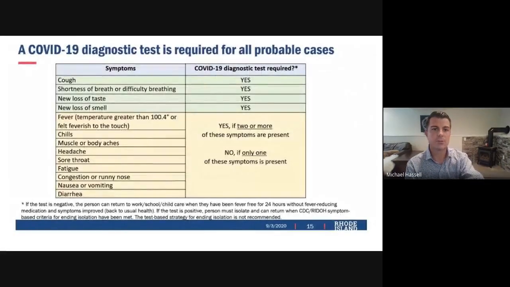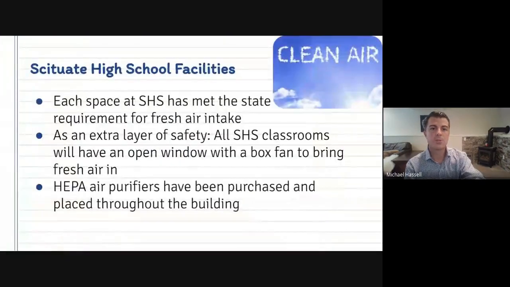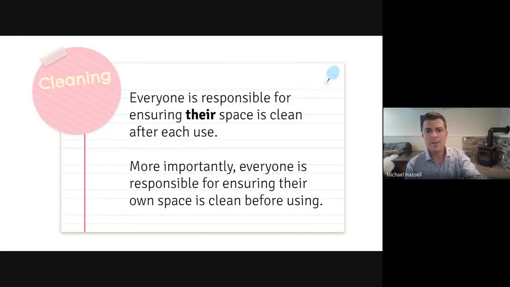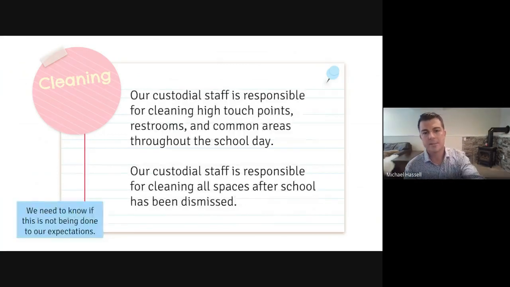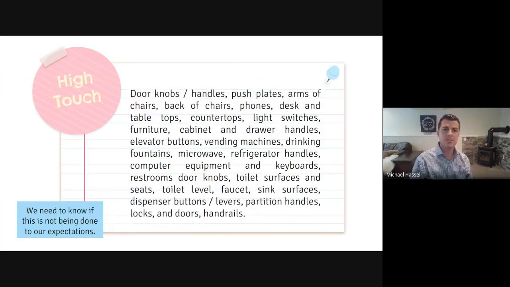Some protocols from our school nurse as well, some more symptoms. We talked a little bit about cleaning the building with our fresh air. Where there were no windows, some of our music classrooms, we were able to get HEPA filters in those classrooms as well. And then everyone is responsible for ensuring their space is clean after each use. And it's going to be very important that parents and students are in touch with me in the school to make sure that this is happening.